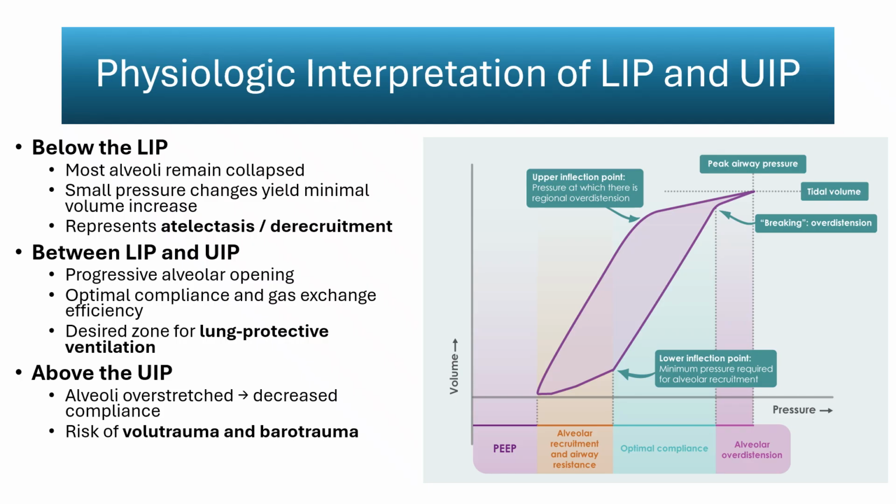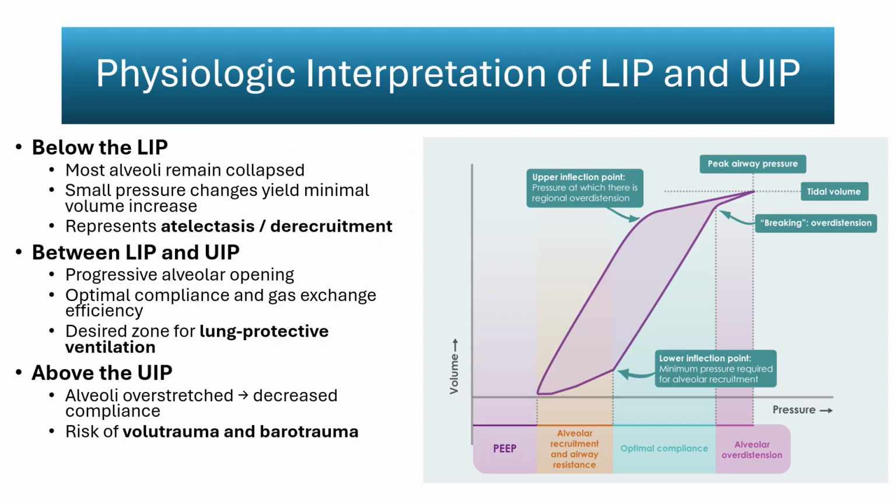Below the lower inflection point, the majority of alveoli remain collapsed. In this low-pressure region, the lung is operating at very small volumes, and surface tension forces dominate. Because many alveolar units are still closed, increases in pressure result in only minimal increases in volume. This portion of the loop reflects derecruitment and atelectasis, where ventilation is inefficient and unevenly distributed.